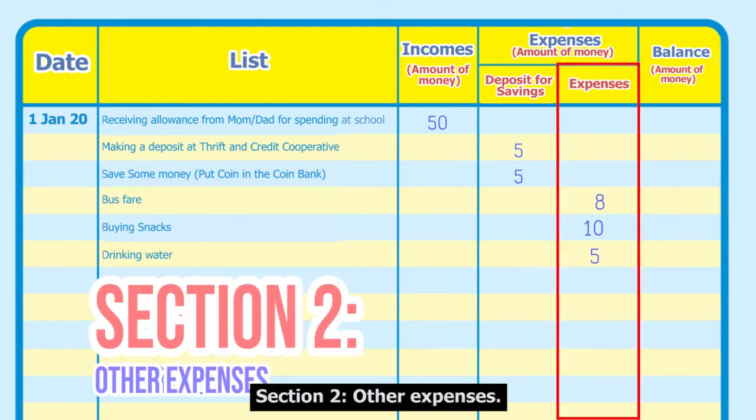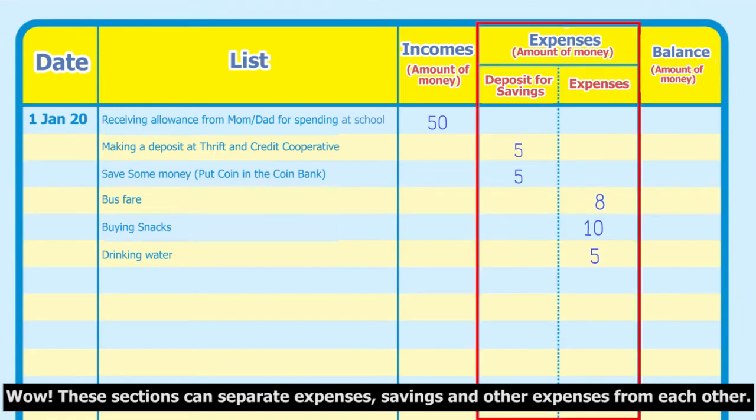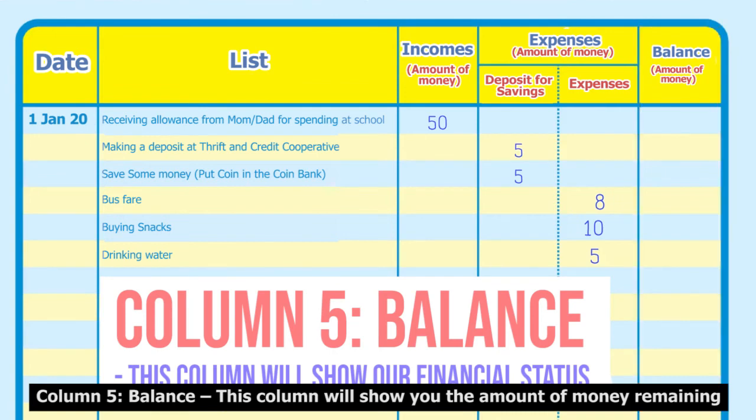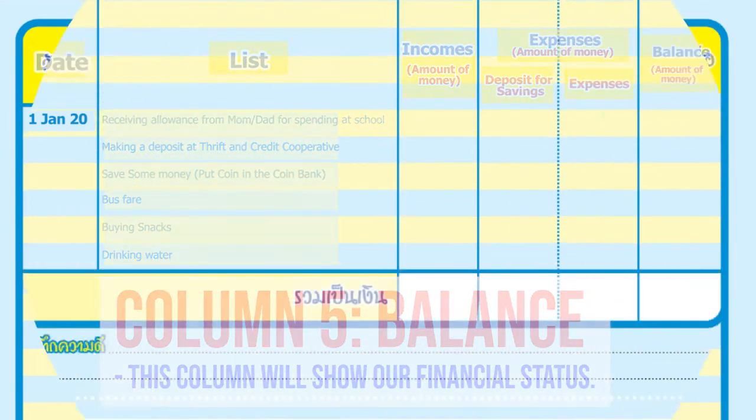Section 2, Other expenses. Wow! These sections can separate expenses, savings, and other expenses from each other. It's really easy to record and analyze. Column 5, Balance. This column will show you the amount of money remaining in each month and will let us know how much we've spent.